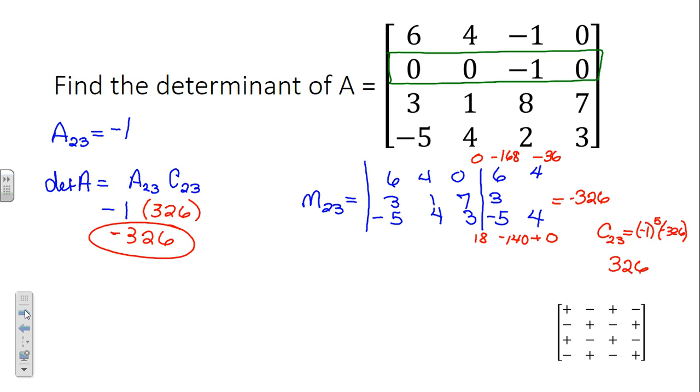Because the negative 1 came from the elements, the row. Yep. The value of that element. Yep. Because of this negative 1 right here. If it had been a 2 or a 5, we would have, yep, whatever number that happens to be. Good question.